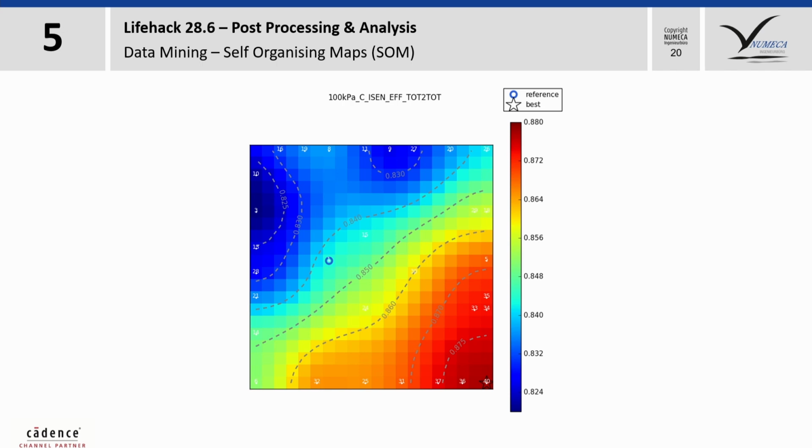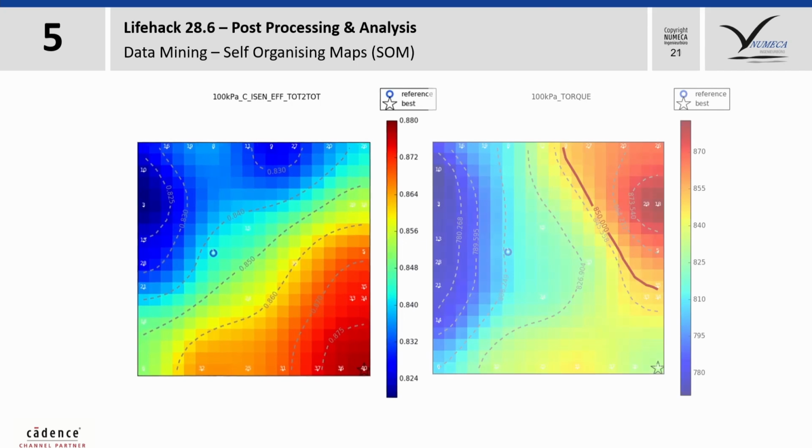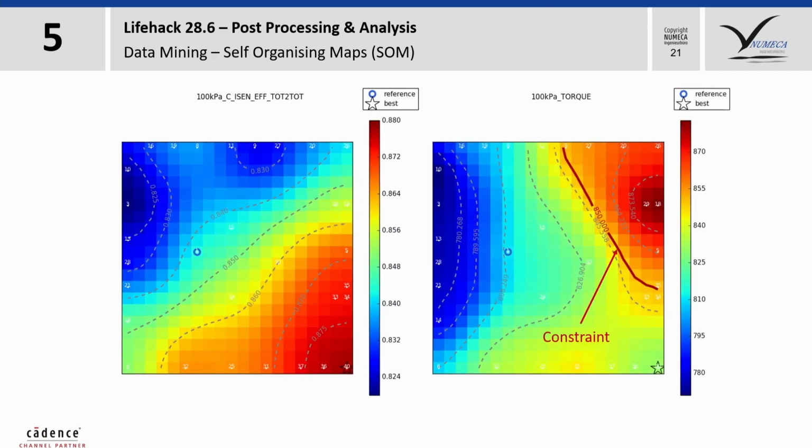It becomes much clearer when we look at the maps of our target and limitation. Here we see the map for our target on the left and our constraint on the right, marked by the red line at 850 Newton meter. We have told the optimization tool that this is a forbidden zone and no design in this area is allowed.